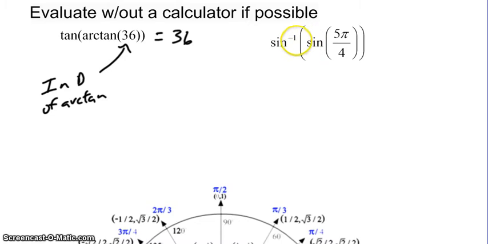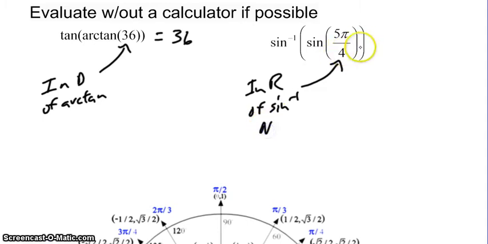However, on our next problem, now the inverse is on the outside. So we must look at 5 pi over 4 and ask ourselves, is this in the range of the inverse of sine? So the range goes from negative pi over 2 to pi over 2, so the answer to this question is no. Therefore, we actually need to calculate this out by hand.